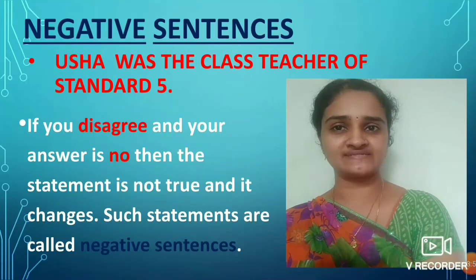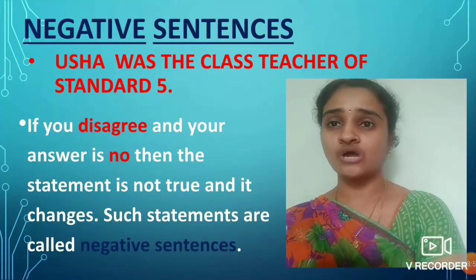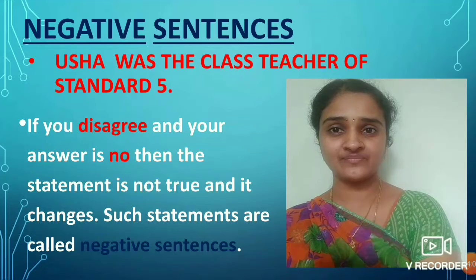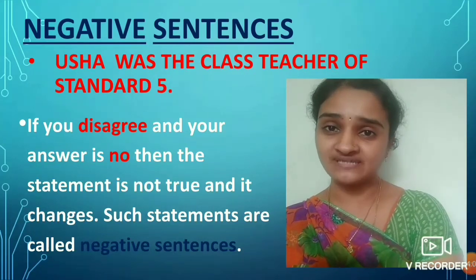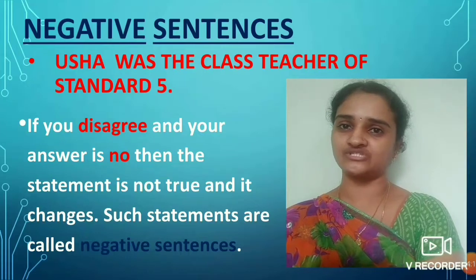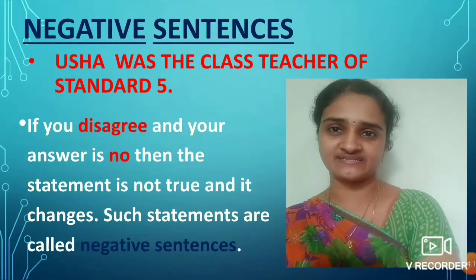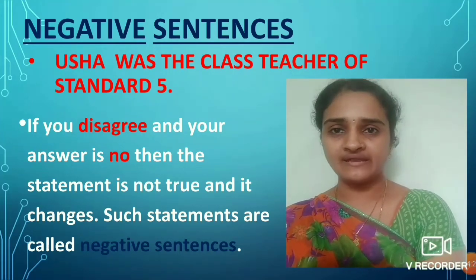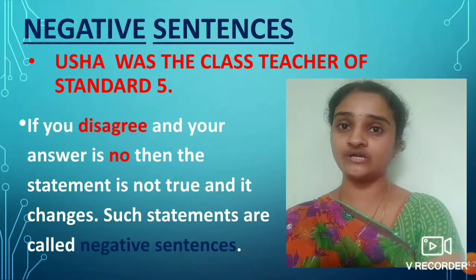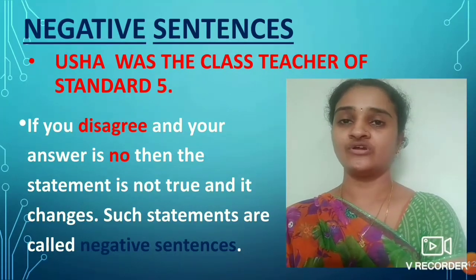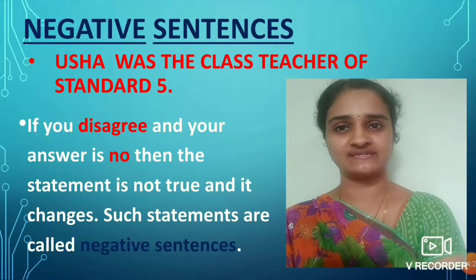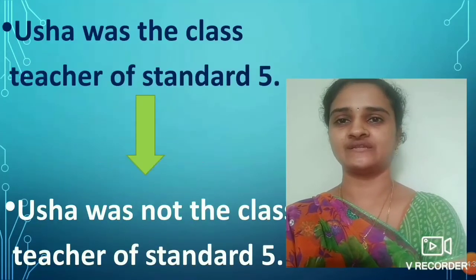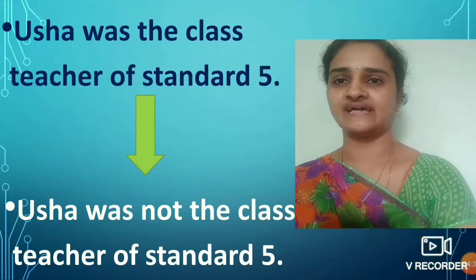So, what is a negative sentence? Let us see an example. Usha was the class teacher of Standard 5. Children, do you agree with the sentence? No. So, if you disagree with the sentence and if the answer is no, then such kind of sentences are called negative sentences. Children, in a negative sentence, you can find the word not. If you find a word not or no in the sentence, then such kind of sentences are negative sentences.